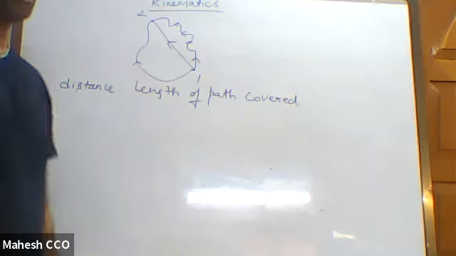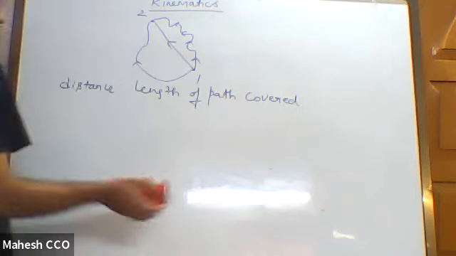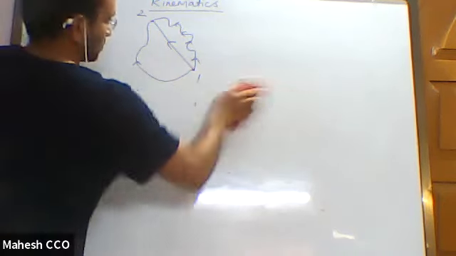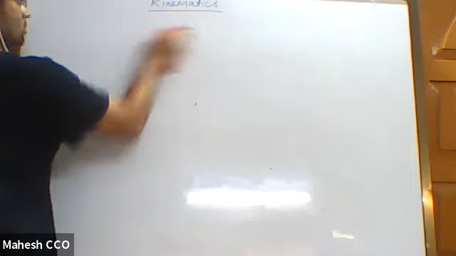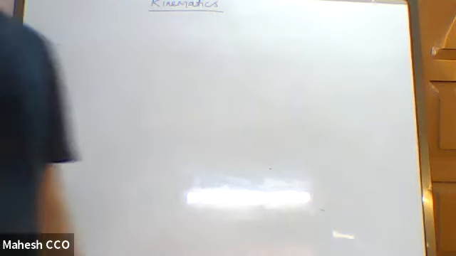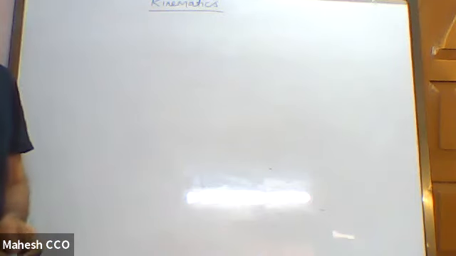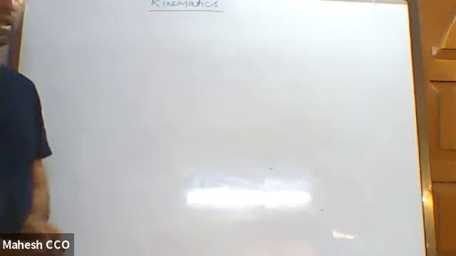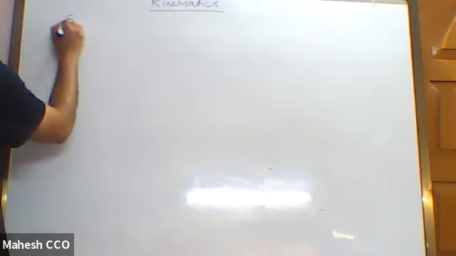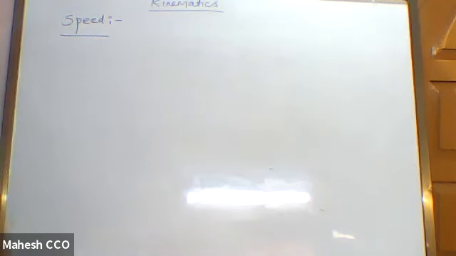So we have defined so far position vector, displacement, and distance. Now next thing is the definition of speed and velocity. So let us discuss speed. Speed is the rate of change of the distance traveled.